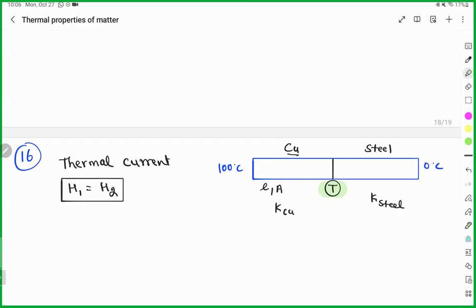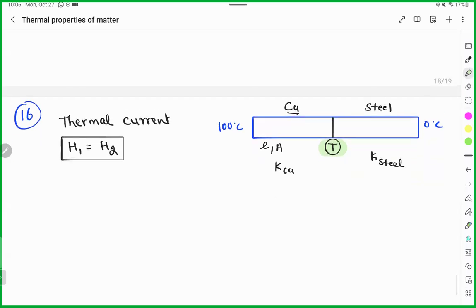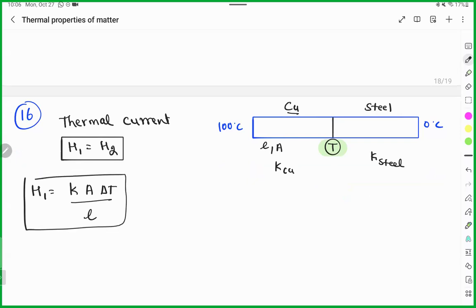Got it? Same length and same area. So what to do in this case? You have to calculate what is the heat transfer in the first case. You know the formula is K A delta T by length. Always write the formula while you are solving a question.